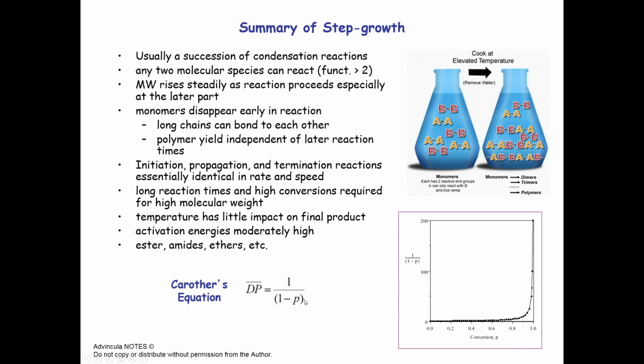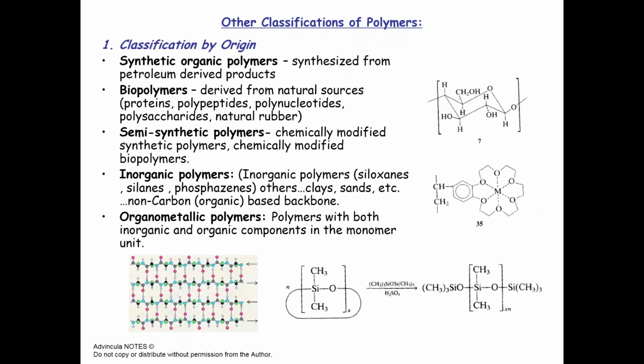So in order to get high molecular weight, that means P has to be of the order of 99%, 99.9%, or even higher to get high molecular weights. This type of polymerization is how you make nylons, esters, urethanes, carbonates, and so on. Okay. So let's classify polymers further.